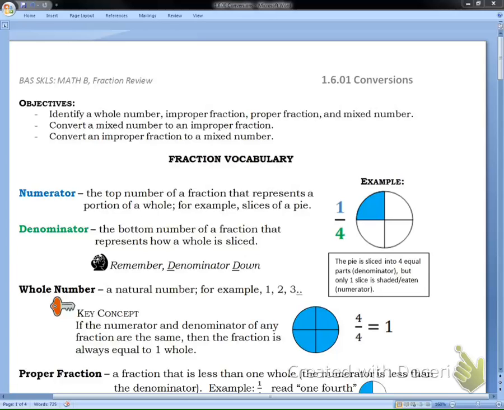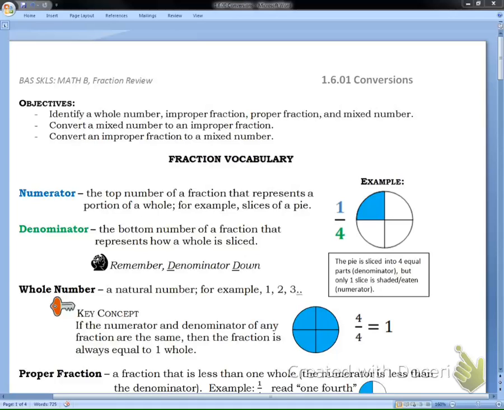This lesson is on conversions. Our objectives for this lesson are to identify a whole number, improper fraction, proper fraction, and mixed number. So we're going to be going over the vocabulary of these, convert a mixed number to an improper fraction, and convert an improper fraction back into a mixed number.